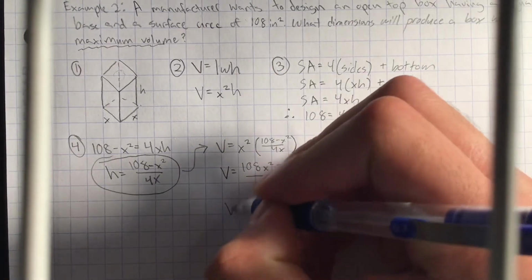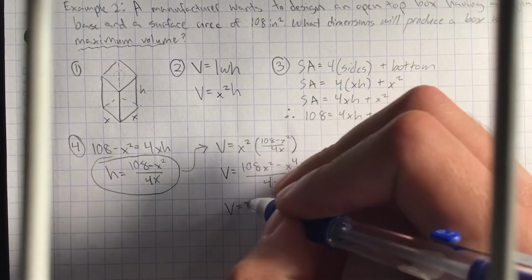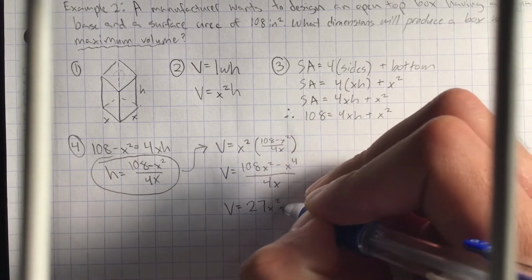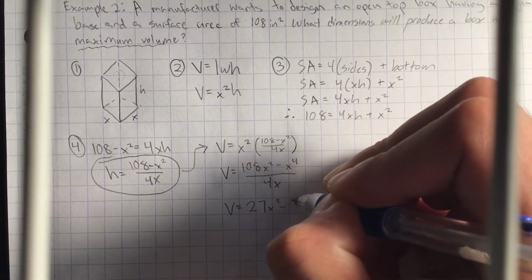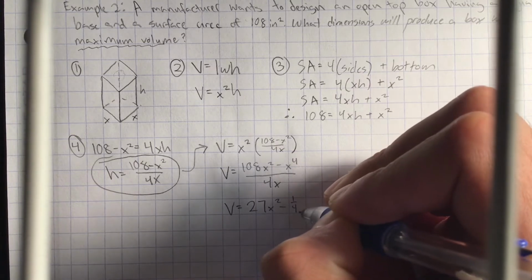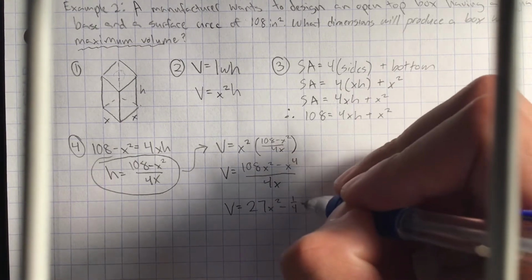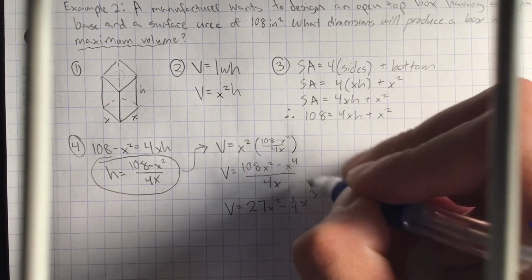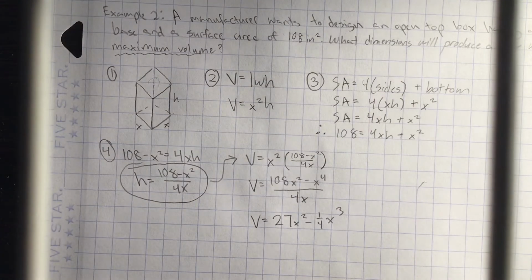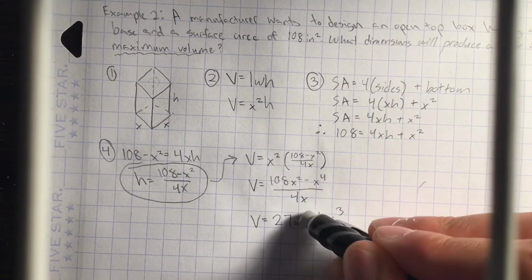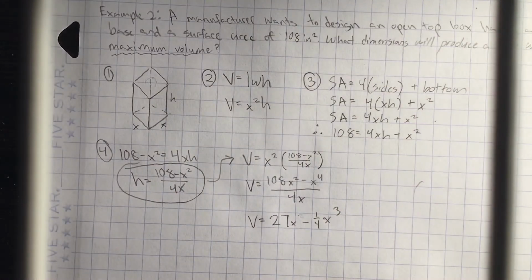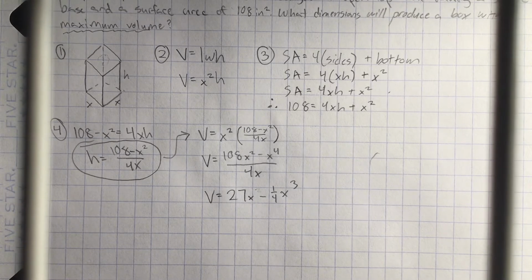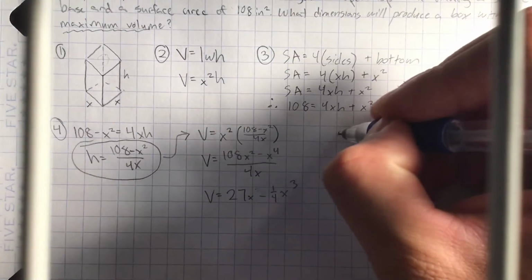And simplify further, and volume equals 27x squared minus 1/4 x cubed, because the x's cancel out. Oh, my bad. There's no square right here, just 27x. So now that we have done that and plugged into the primary equation, we move on to step 5.